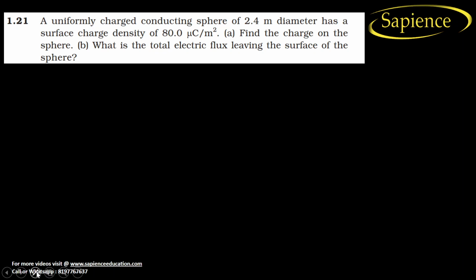Now question number 1.21. A uniformly charged conducting sphere of 2.4 meter diameter has a surface charge density of 80 micro Coulomb per meter square. Find the charge on the sphere. What is the total electric flux leaving the surface of the sphere? So just read the question, pause the video, and try to solve it by yourself.